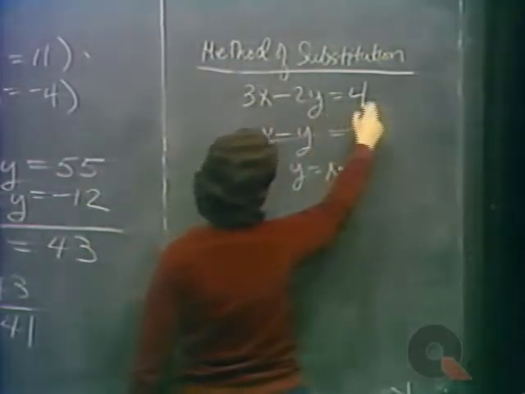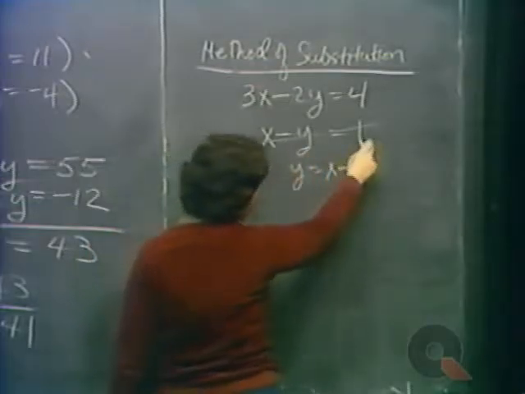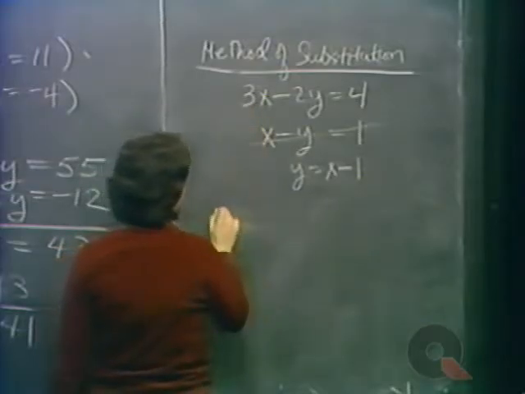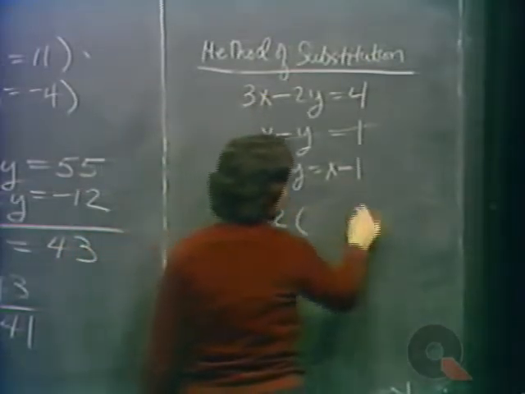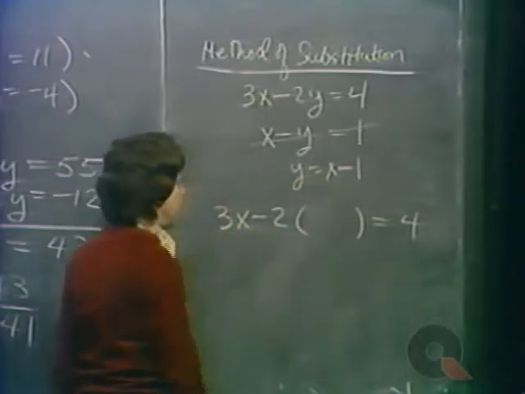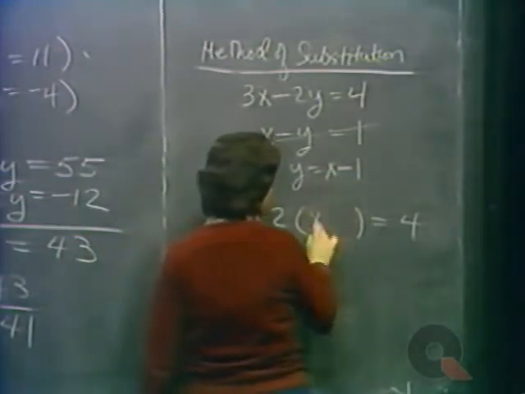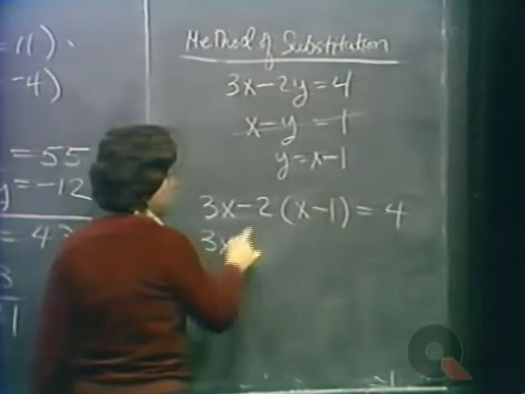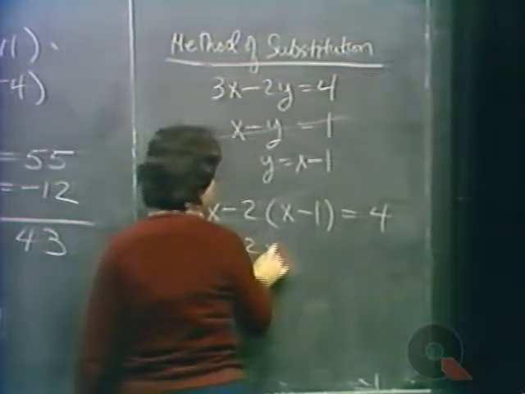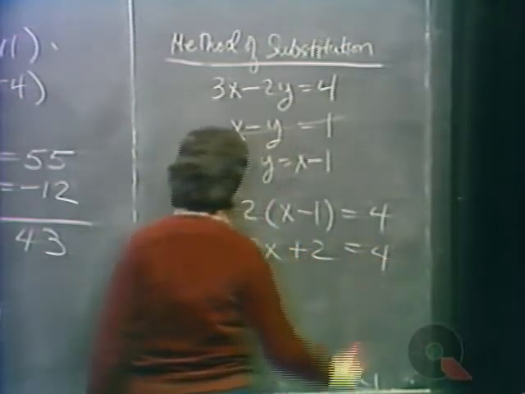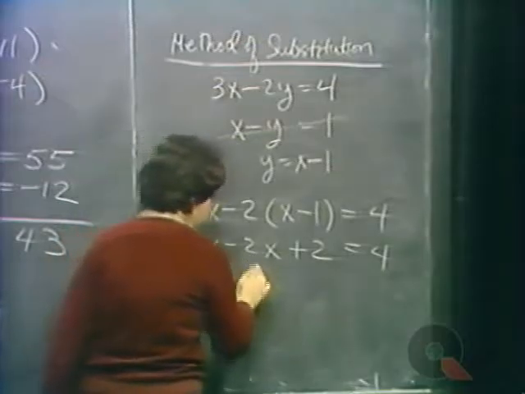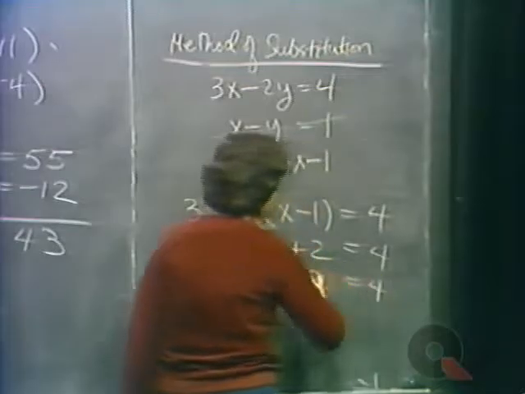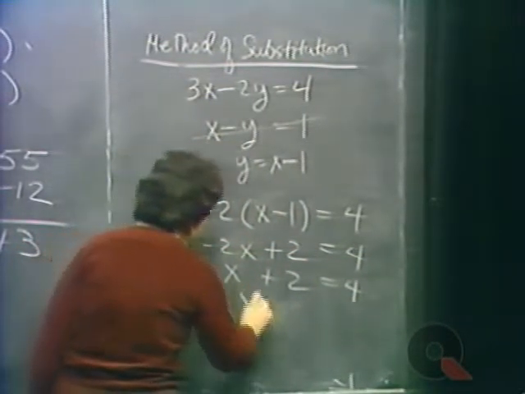Let's look. We have 3x minus 2y equals 4. But y, from the second equation, we can see readily, y is equal to x minus 1. So we say 3x minus 2 times y equals 4, but let me write down for y what it's equal to in the second equation, namely x minus 1. 3x, now distributing the minus 2, minus 2x plus 2 equals 4. 3x minus 2x, combining like terms, x plus 2 equals 4. Subtracting 2 from both sides, x equals 2.